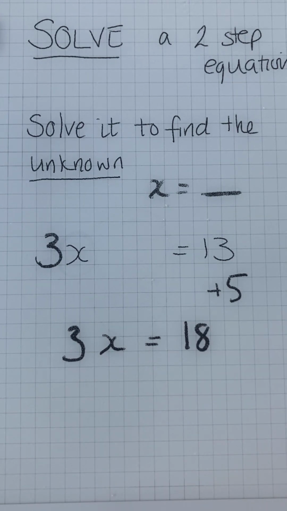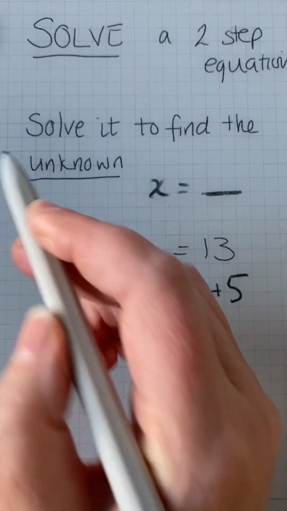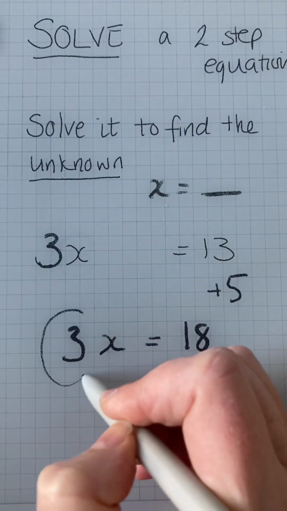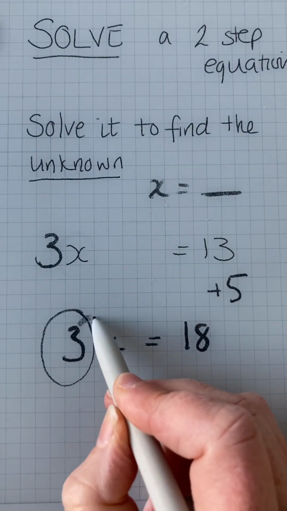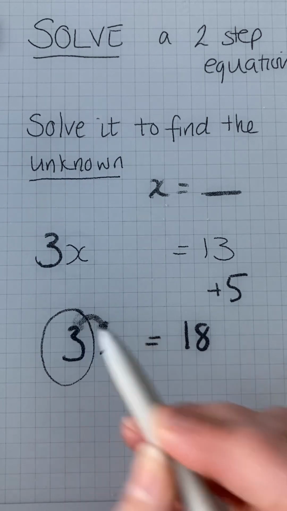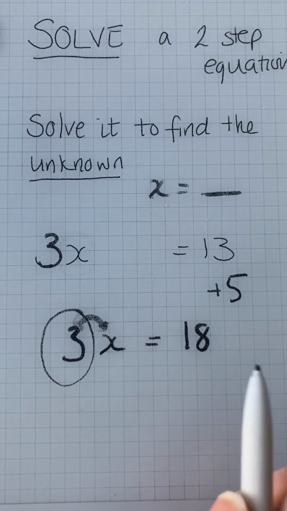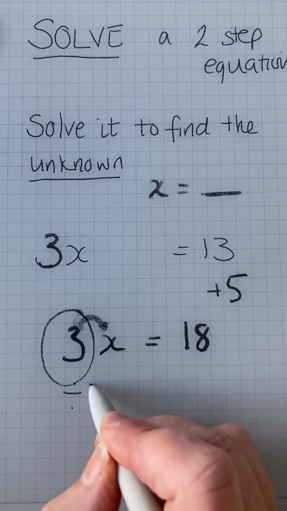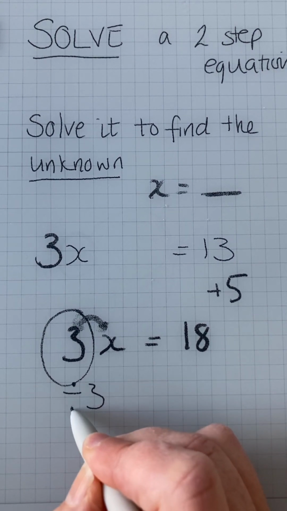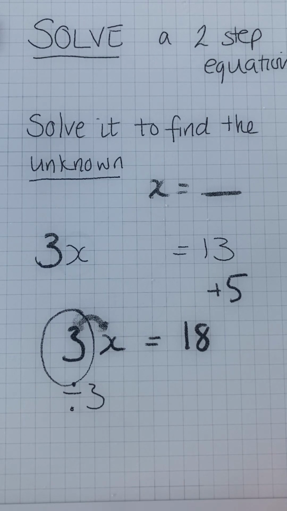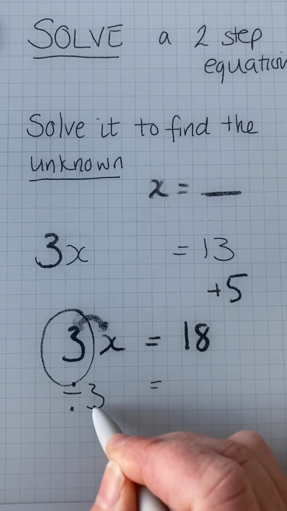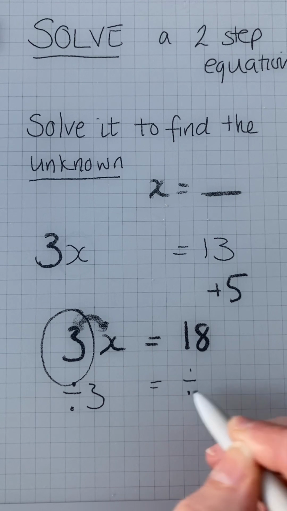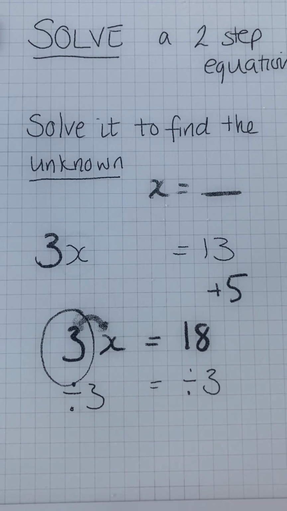Okay, right, the next thing we need to get rid of is this 3 here. And we know that here we are timesing. So to get rid of that 3, we've got to do the opposite of that. We have got to divide by 3. So to get rid of that 3, I need to divide by 3 on this side. And if I've divided by 3 on this side, I've got to divide by 3 on that side.